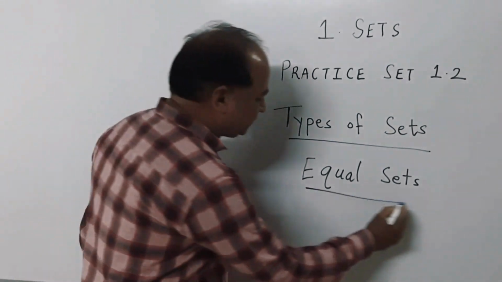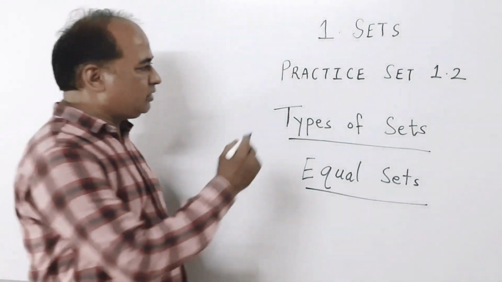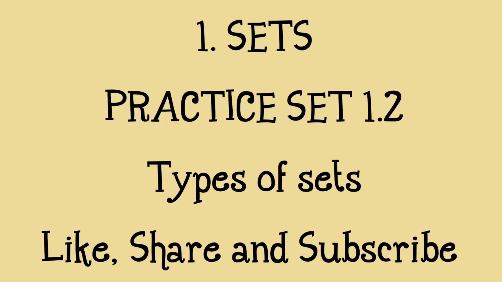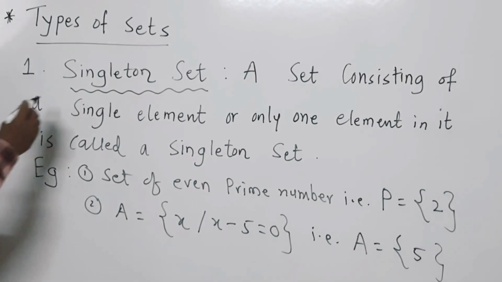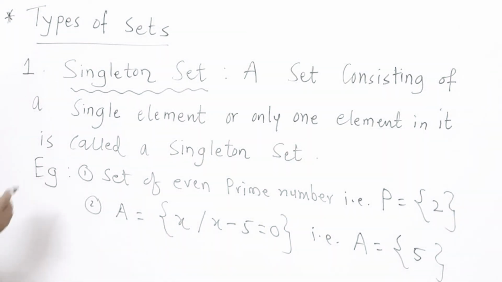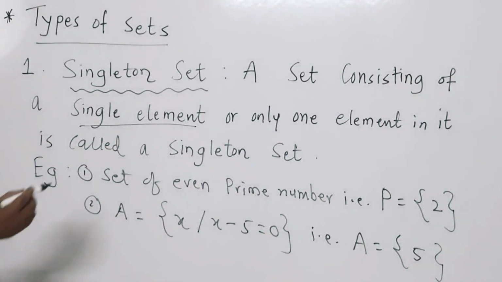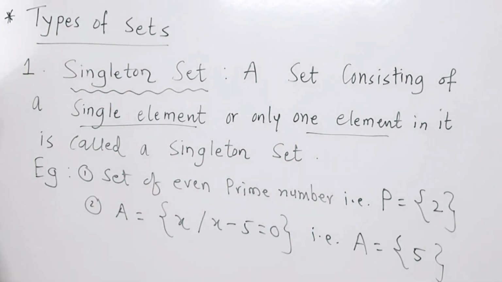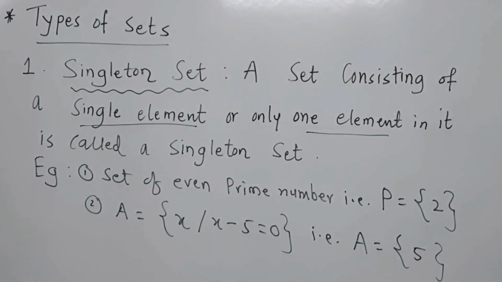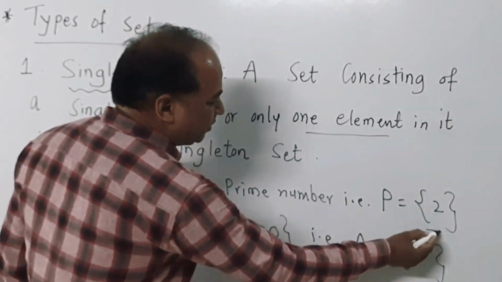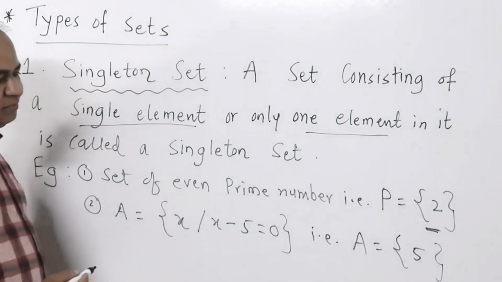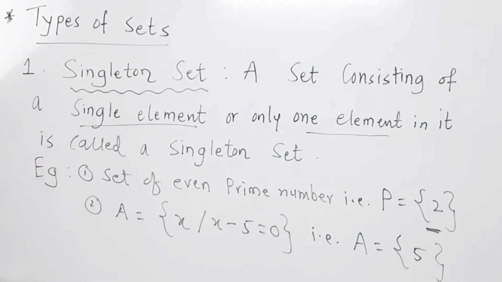What are equal sets? We solve examples of practice set 1.2 from the chapter Sets. Types of sets. First, singleton set. A set consisting of a single element, or only one element in it, is called a singleton set. The example of a singleton set: the set of even prime numbers. Only 2 is the even prime number. So set P is a singleton set, only 2 is there in the set.